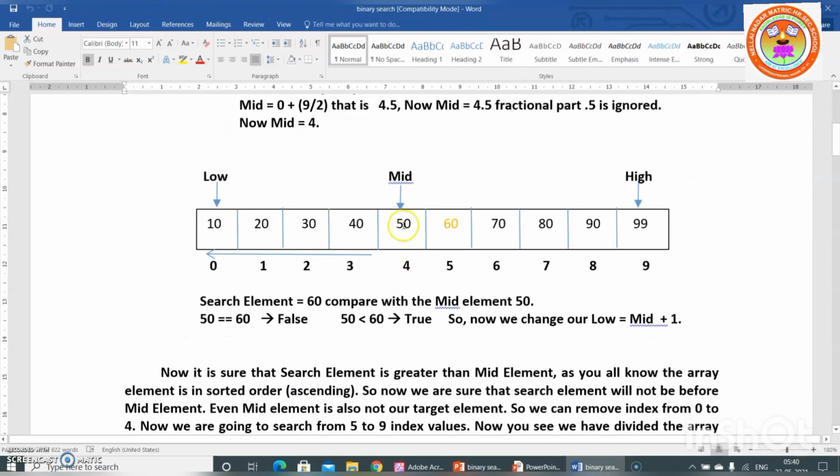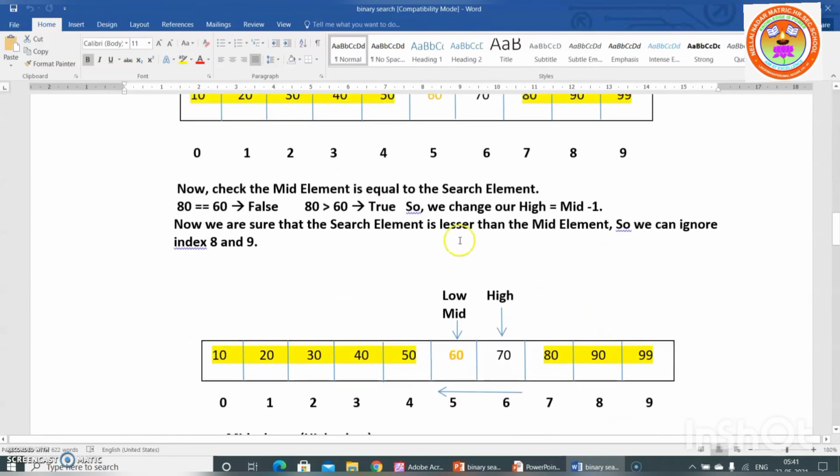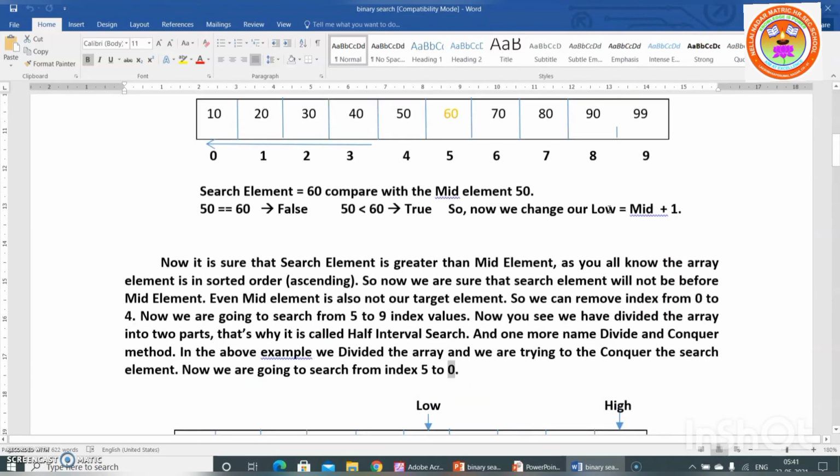And then, as you all know, we are going to compare whether the mid element is the search element. No. So 50 is equal to 60? No, false. 50 is less than 60? Yes, true. Okay. So mid plus 1. When the search element is greater than the index element, then low will become mid plus 1. And here, if you notice, when the search element is lesser than the index element, that's why you see high is equal to mid minus 1. Understood? Is it clear, everyone?